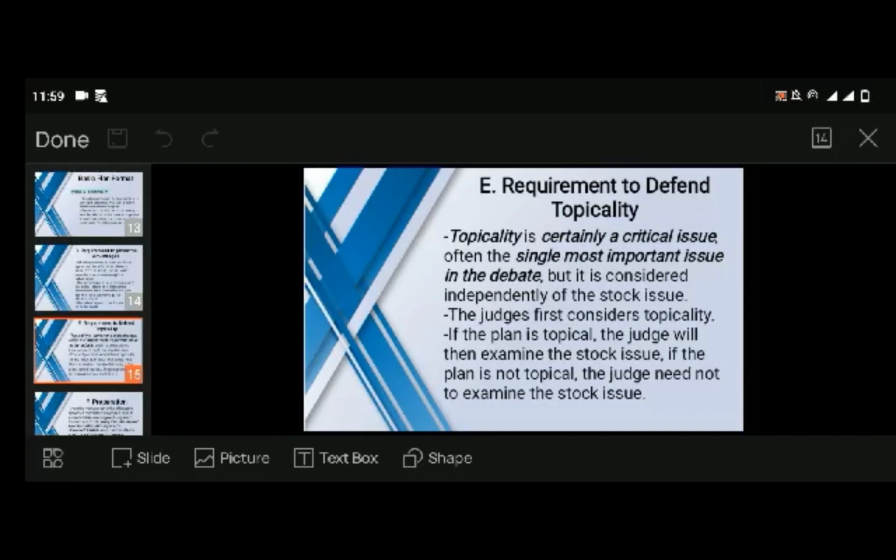Ang nag-iisang pinakamahalagang issue daw po ay ang debate, ngunit ito ay sinasang-alang-alang. Susuriin ng judge ang issue ng stock kung ang plano ay hindi typical.